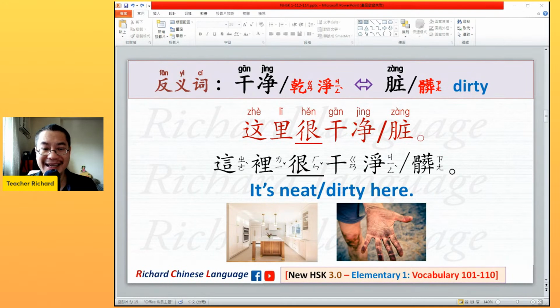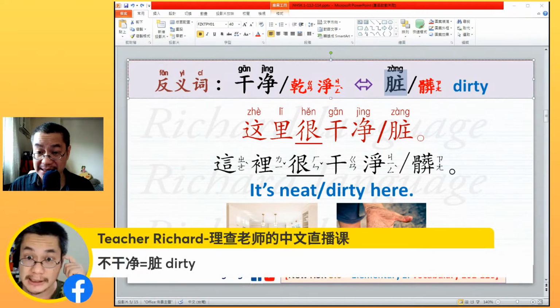Now let's talk about the antonym for 干净. What's the opposite term of 干净? We say 脏. You can also say 不干净, right? We just talked about it. 不干净, 脏. 脏 is the literal word for dirty.